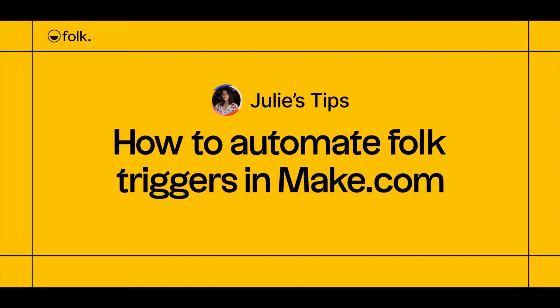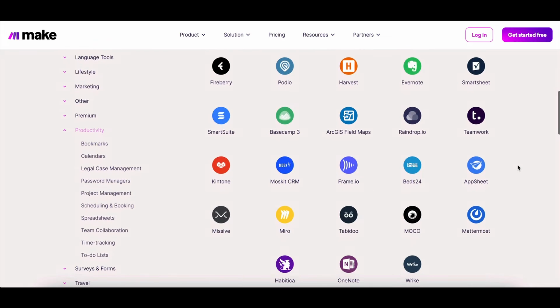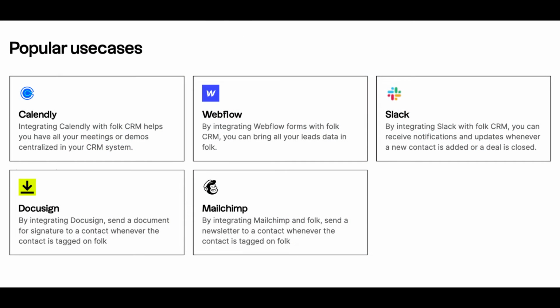In this video, I'll explain how to use Folk triggers in Make to automatically send data from Folk to your external tools and avoid spending time on manual tasks. Make allows you to integrate Folk with many other tools. You can, for example, send a Slack notification when a deal is won, enroll your contacts in a MailChimp campaign, or send your contacts a contract with DocuSign when arriving at a certain pipeline stage.